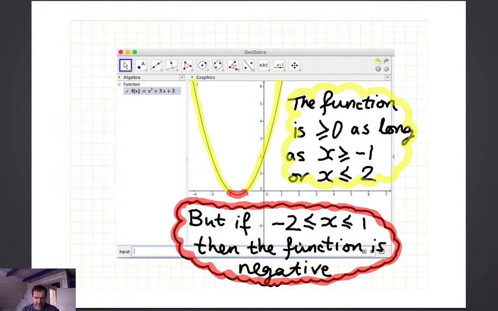But if x is between minus 2 and minus 1, then the function is negative. I think that's a little board glitch rather than me having written the wrong thing at the time. So that should say minus 2 there and minus 1 there.